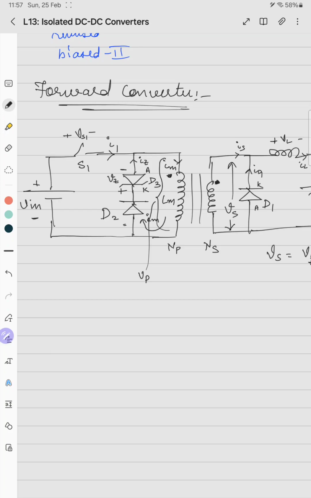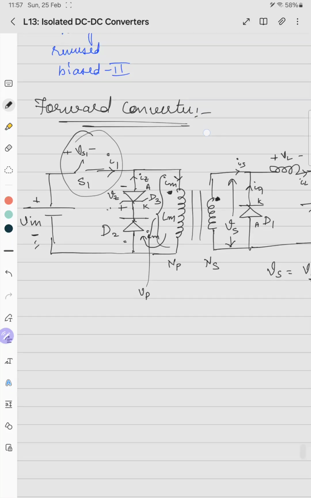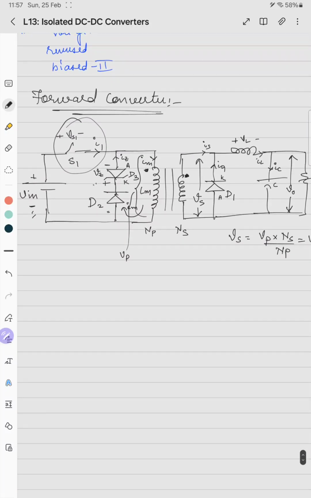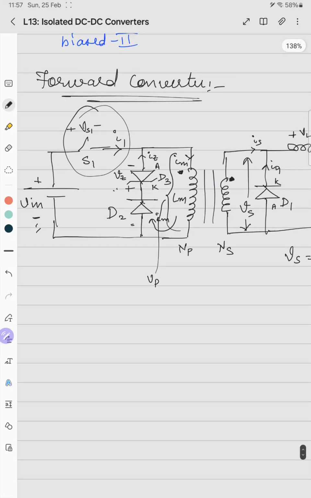In this loop, the fear was, if there was no switch sitting here, then V in and VZ would be directly connected to each other, which would damage the Zener diode, because V in is some value and VZ is some other different value. If we just connect two voltage sources across each other, we can consider the Zener diode as a constant voltage source in the reverse bias region up to the breakdown voltage. So it will result in very high current flowing, which may also reduce the demagnetization of the core.